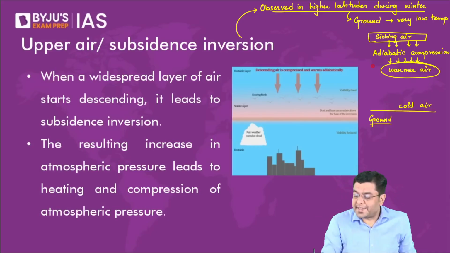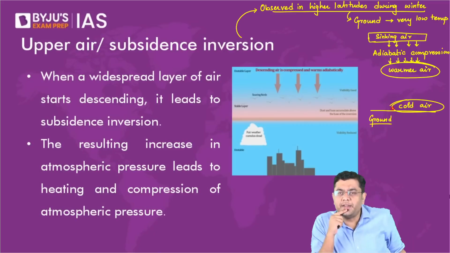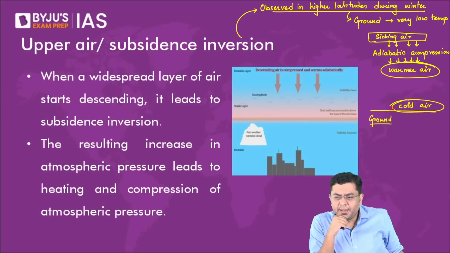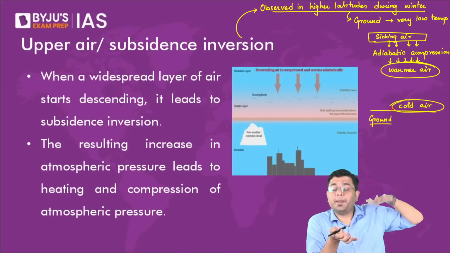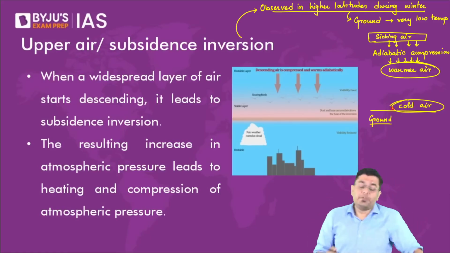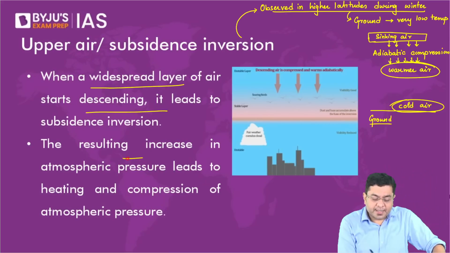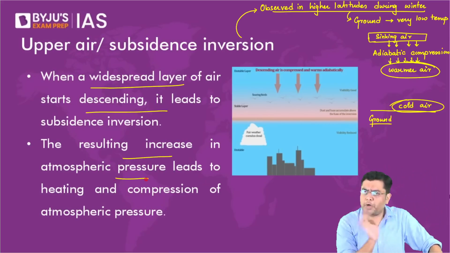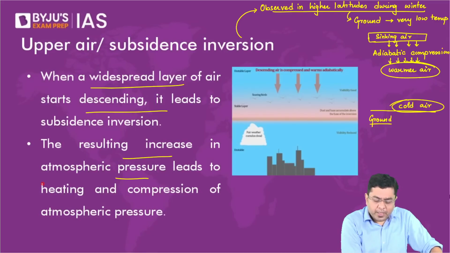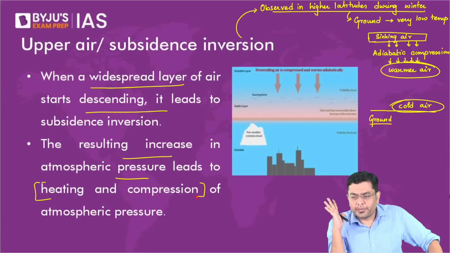So in case the temperature of the warmer air is even 0.1 degree Celsius higher than the colder air, don't we have a negative lapse rate? Isn't it? So that is basically the temperature inversion which is created by the subsidence of air, and hence it is referred to as subsidence inversion. So when a widespread layer of air starts descending, it leads to subsidence inversion. The resulting compression and heating is caused due to the adiabatic process.